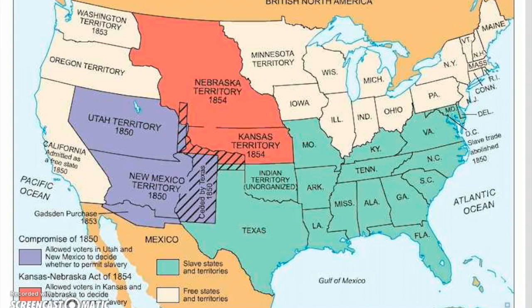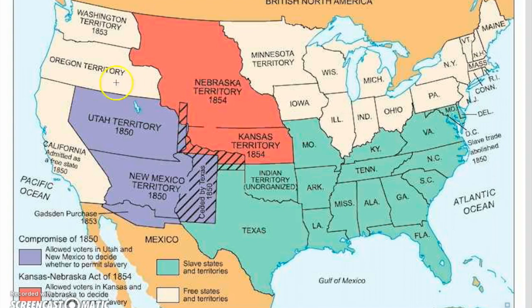Under the terms of the Compromise of 1850, it allows for popular sovereignty. Popular sovereignty being the right of the people to choose what happens to them. In this case, whether their territory will be free or slave.